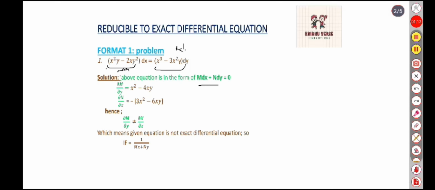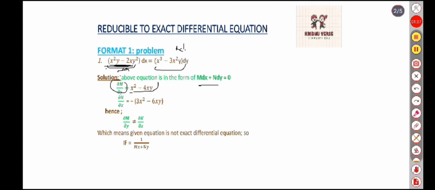So first what we have to solve is ∂M/∂y. So we start solving. Here, M is this part, differentiating with respect to y. What we get here: first, y is going, so x². Here y square, so 2 comes in front and it leaves y, so minus 4xy. This is what we get first, ∂M/∂y.